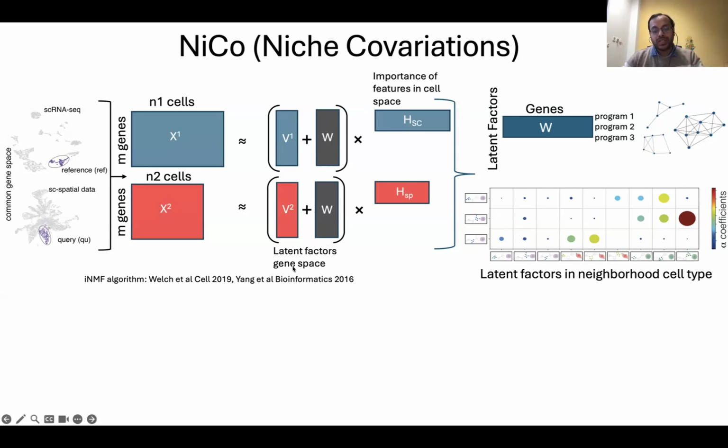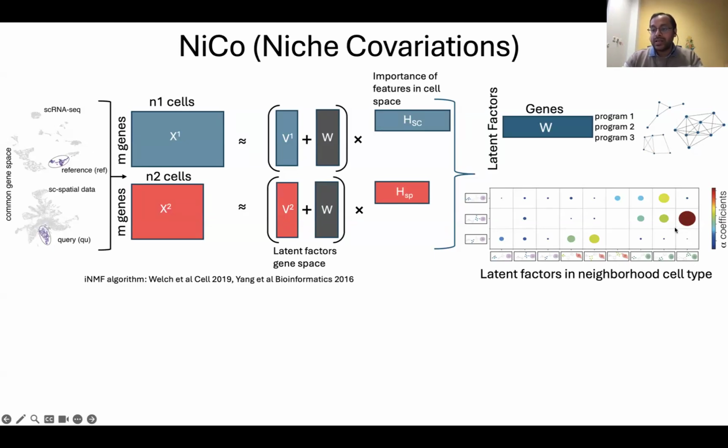This integrated version returns three sub-matrices. One is W, which is common between the two modalities. Another is H, which tells the importance of features in the cell space in the sequencing modality, and the importance of cells in the spatial modality, where the spatial cells already have the coordinate location. From there we learn the factors, and we did the regression. The same regression we did here in the neighborhood, and from here we can learn which latent factor of a cell is interacting with the latent factor of a neighborhood cell.